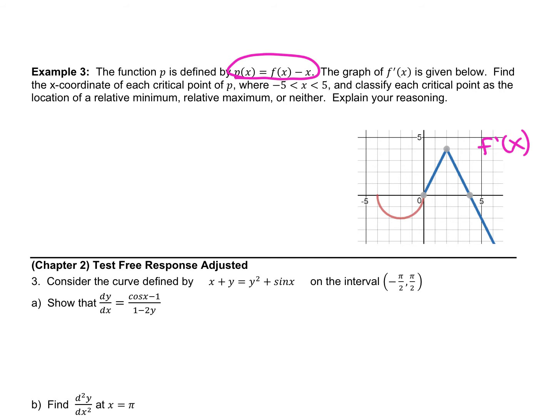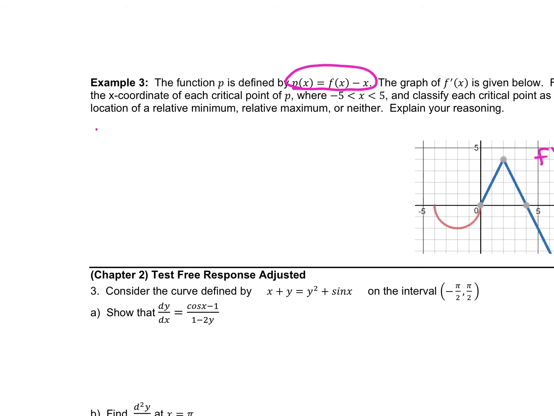All right. Well, we know the critical numbers here. Okay, so that's f prime of x. But what about p of x? What's the derivative of p going to be? f prime of x minus 1, right? So we say p prime of x is equal to f prime of x minus 1, right?